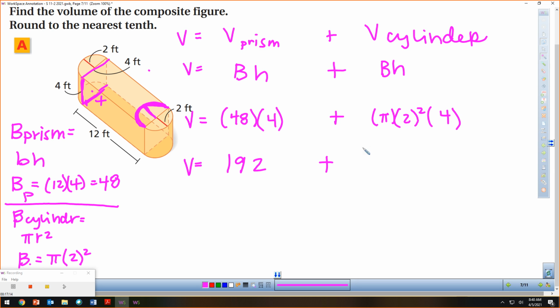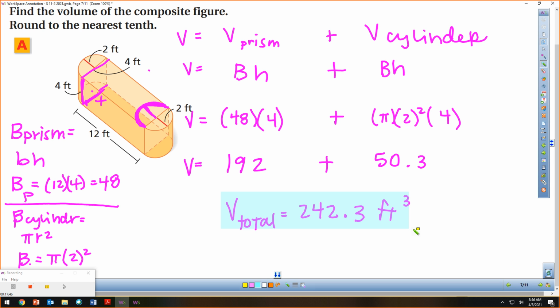And we're rounding to the nearest tenth, so that gives you 50.265. So when you round, you get 50.3 for the volume of the cylinder. Then you just add that to your 192, and you get the volume of the whole thing. The volume of my total figure is equal to 242.3 feet cubed. That's going to be the hardest thing we have to do, is find the volume of two things and add them together.